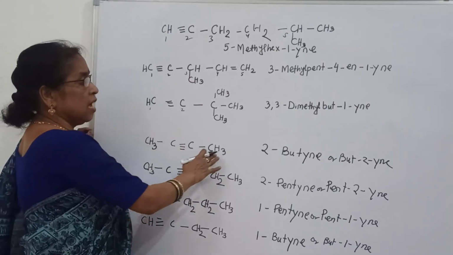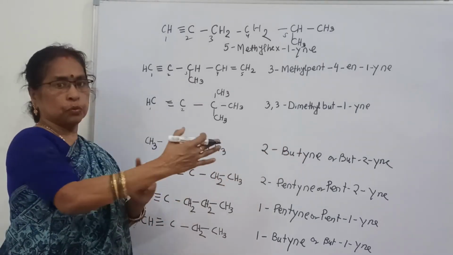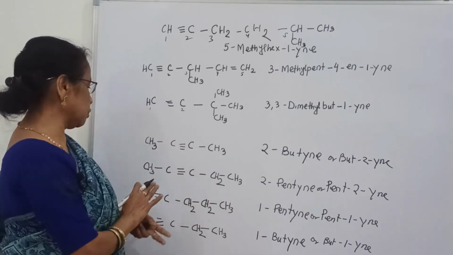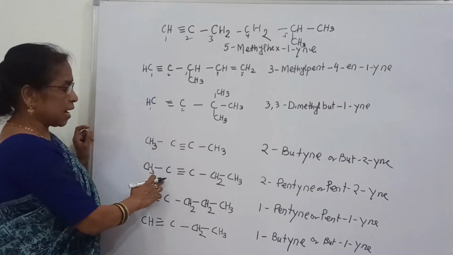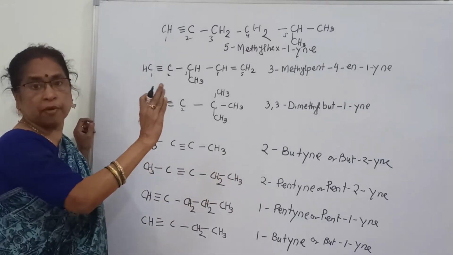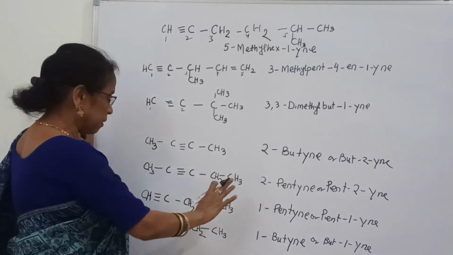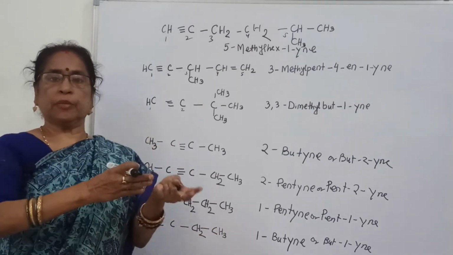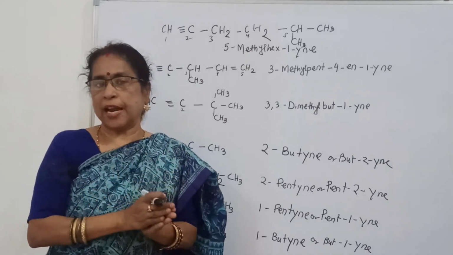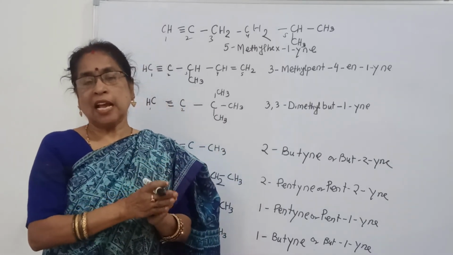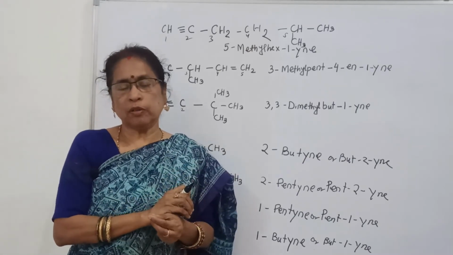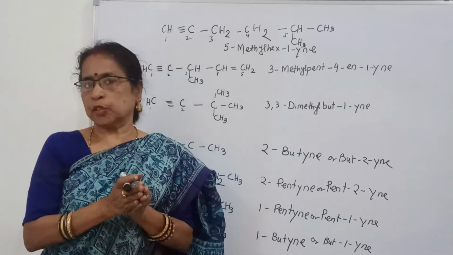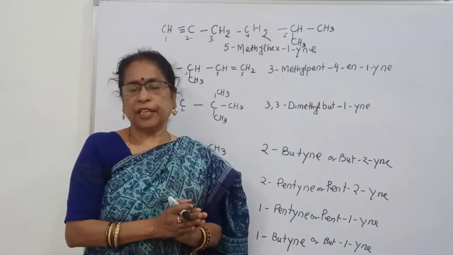And here it is but-2-yne, pent-2-yne, pent-1-yne, and but-1-yne. Like this you can remember. See, 4 carbons and it is 5 carbons. Always check the number of carbon atoms. 1, 2, 3, 4, 5. 5 carbons, and here it is 4 carbons. 4 carbons means but, 5 carbons means pent, 6 carbons means hex. And you see where the triple bond is, from which side you will count, and what the substituents are, how you can name it. All the things you observe first, then you can name it.